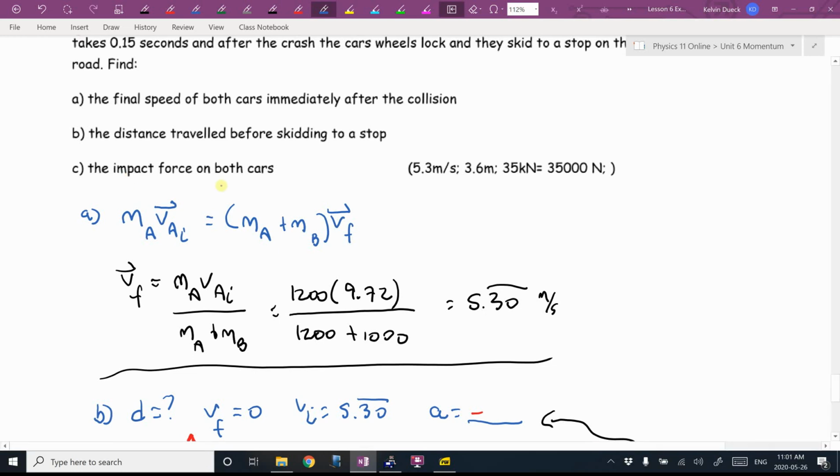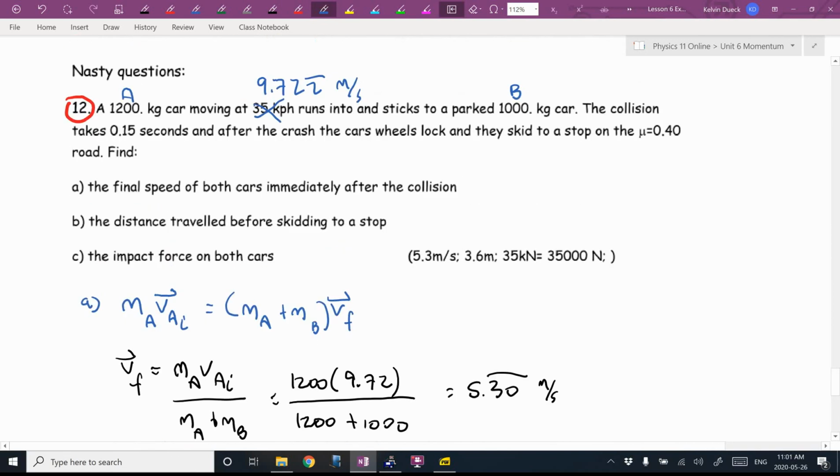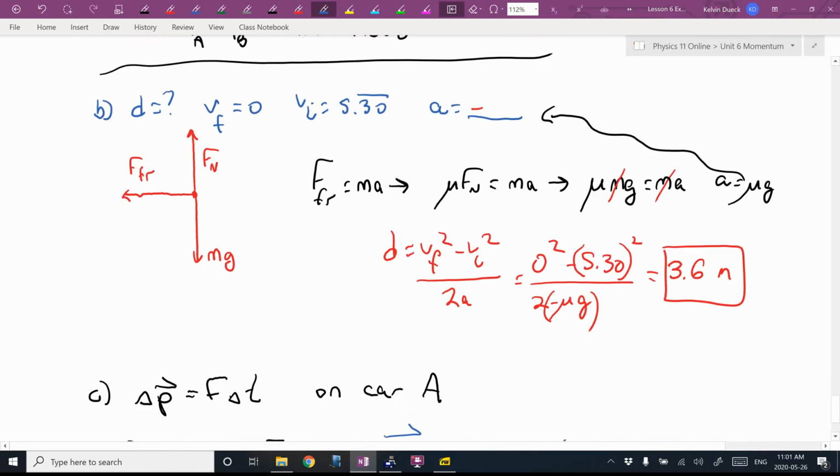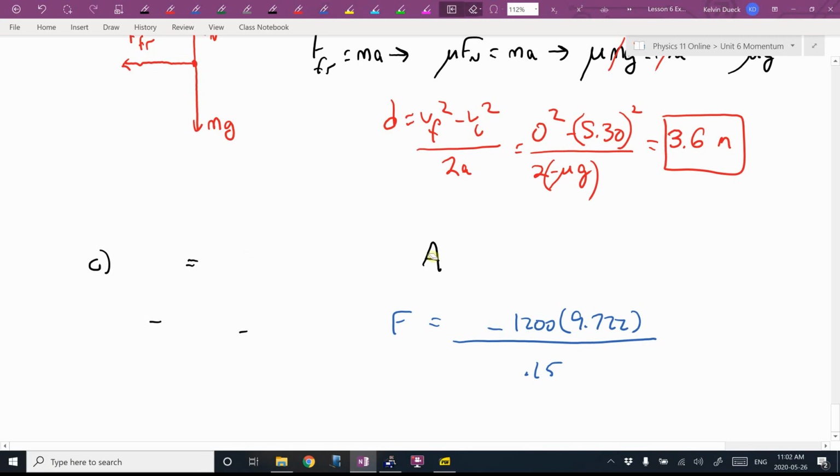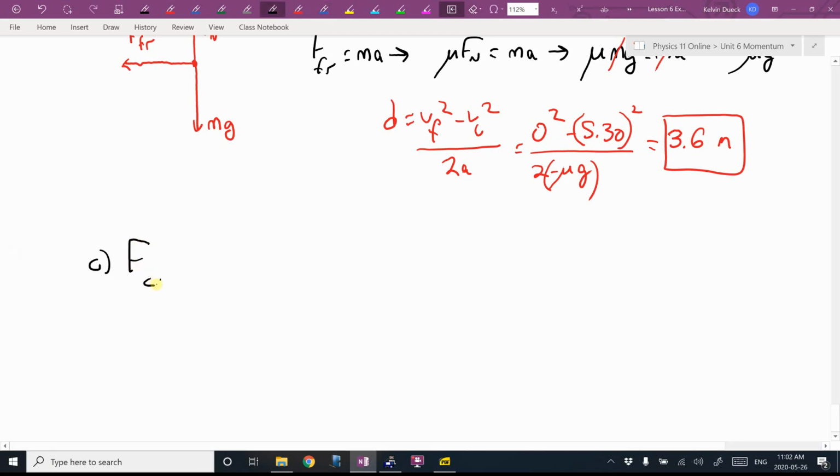Sorry, I want the impact force on both cars. And that means the final velocity is not 0. Silly me. In fact, I'm going to instead do this on car B, because car B does have an initial velocity of 0. This is what I should have done. I should have found, sorry folks, F on car B.